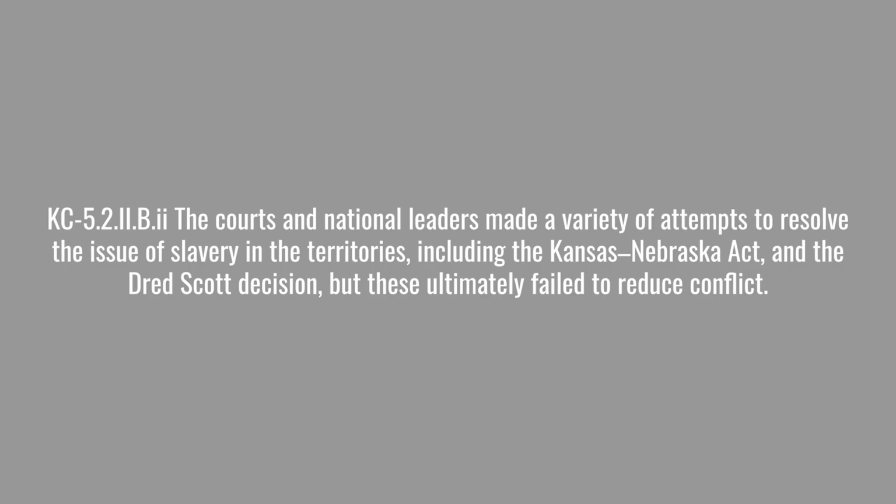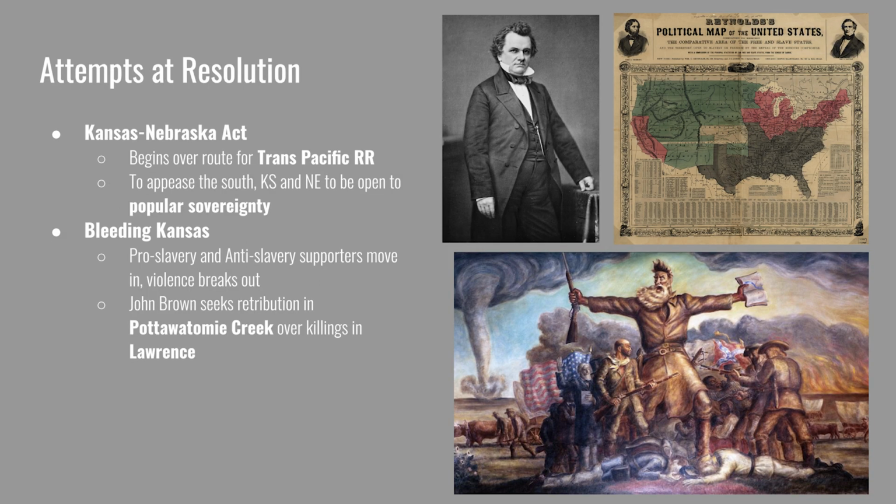The first of two key concepts says the courts and national leaders made a variety of attempts to resolve the issue of slavery in the territories, including the Kansas-Nebraska Act and the Dred Scott decision, but these ultimately failed to reduce conflict. The Kansas-Nebraska Act was a piece of legislation that would organize the territories of Kansas and Nebraska so that they could begin their pathway to statehood.